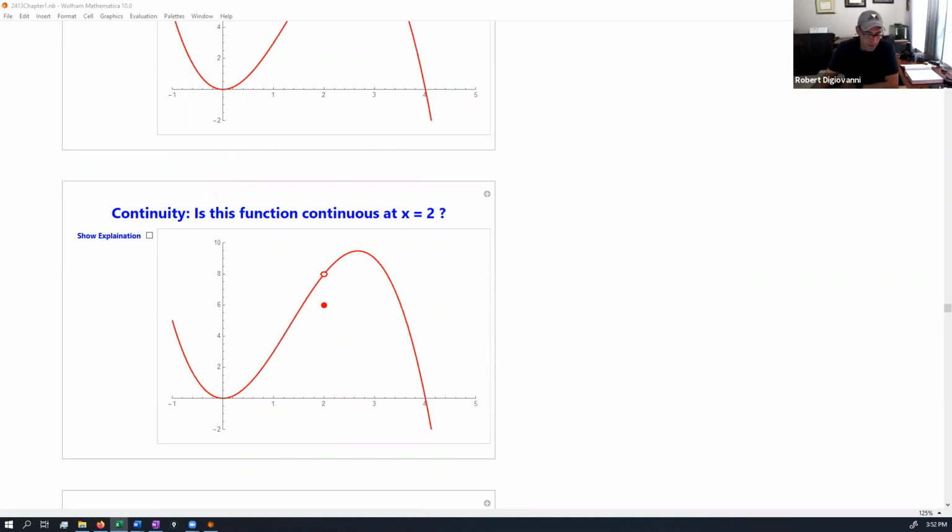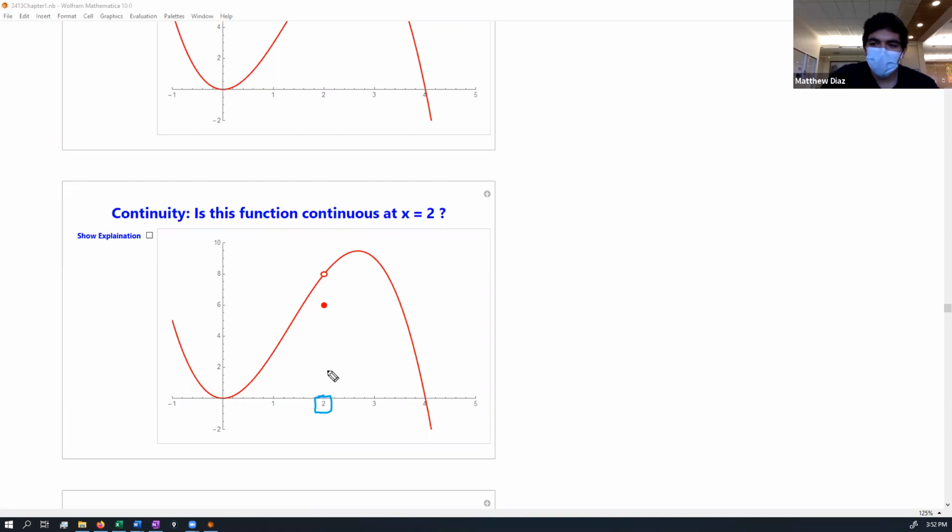Okay, look at this, Matthew. I want you to focus your attention at 2. Okay. Does the limit from the left exist? Yes. Okay, what is it? It approaches 8. Okay, from the right? It approaches 8 as well. Okay, is the function defined at 2?